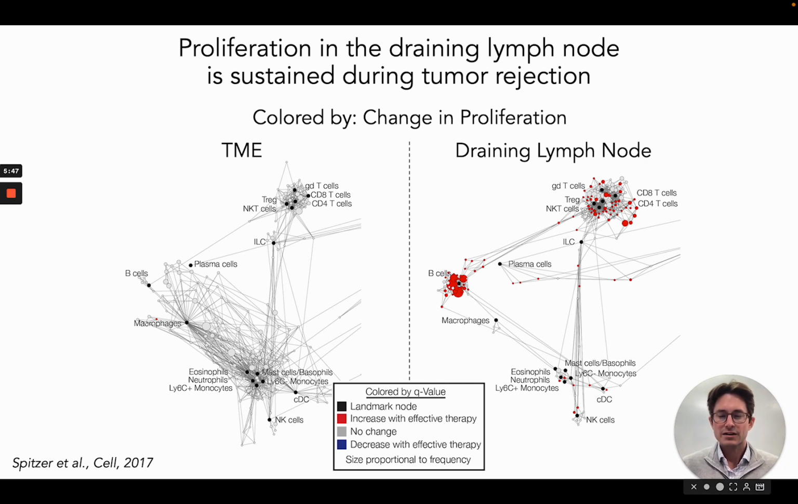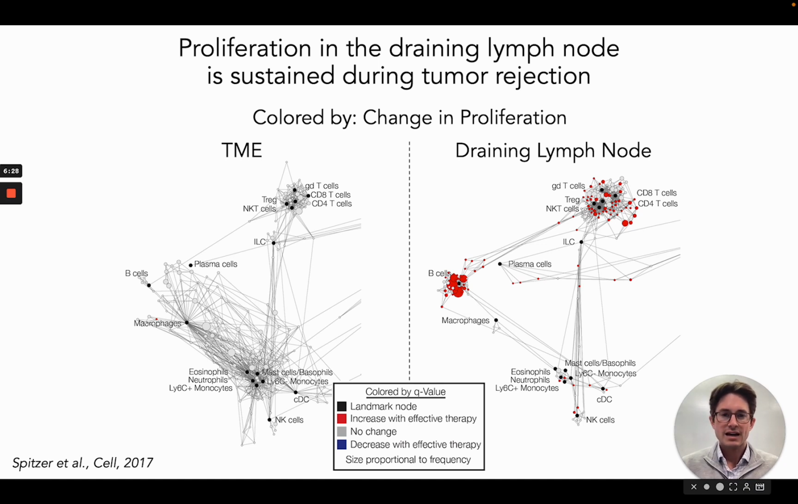So what's visualized here are dimensionality reduction plots, a method called scaffold maps, where each node in this graph represents a cluster of immune cells that has similar protein expression profiles. And each cluster is colored based on whether it changes in its rate of proliferation by measuring the proliferation marker Ki67. On the left side, we see in the tumor microenvironment that there's no significant change in immune cell proliferation rate with effective immunotherapy or ineffective immunotherapy. Whereas on the right side, we see a dramatic increase in proliferation across many immune cell clusters in the lymph node at this same time point.